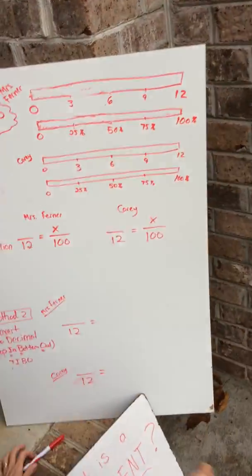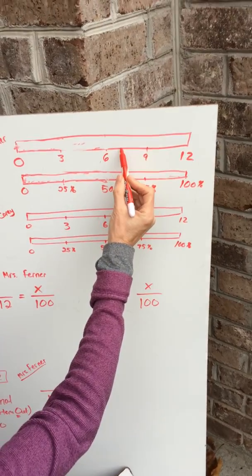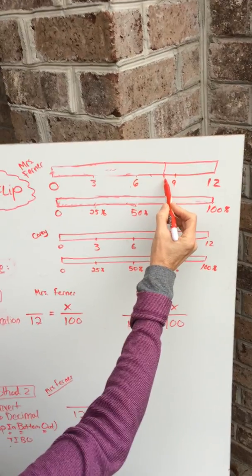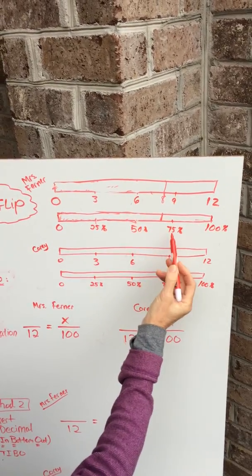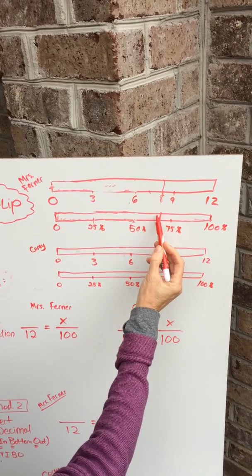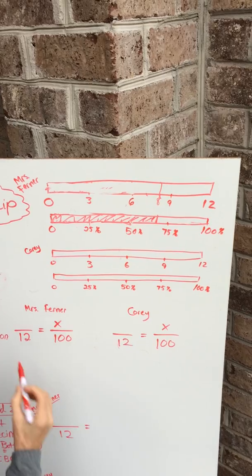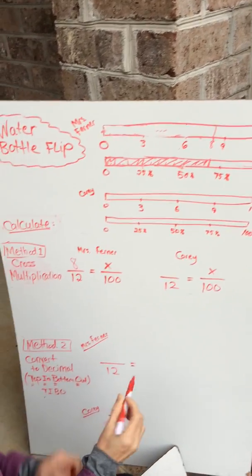8 out of 12. So let me show you. So this would be about 8 out of 12, so that would be about right here. We'll calculate that in a second, but 8 out of 12. And then I'm going to put what I got, 8 out of 12. And in a minute, we'll calculate how many out of 100 that is.